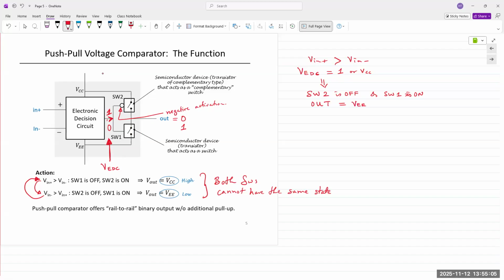Okay. And similarly, if V in plus is less than V in minus, then VEDC is 0 or VEE, meaning switch 1 is off and switch 2 is on. And if switch 2 is on, then my out is now VCC.